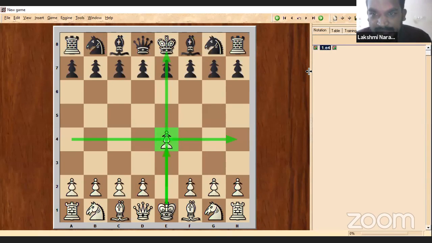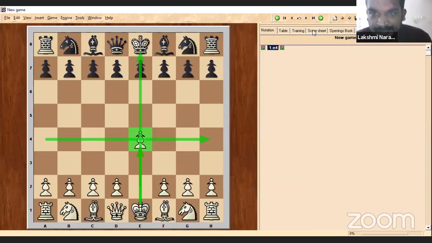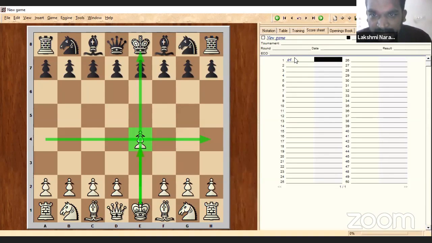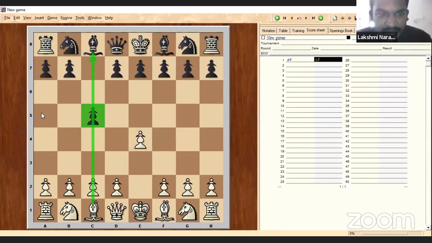You can see in this score sheet where how it is written. It is written as E4. So likewise, let's say black plays this move. So how can you call this move? Can anyone tell? So it is on the C file, and it is on the 5th rank. So first we should mention the name of the file, then the name of the rank. So it is called as C file. You can see here. So E4 and C5.